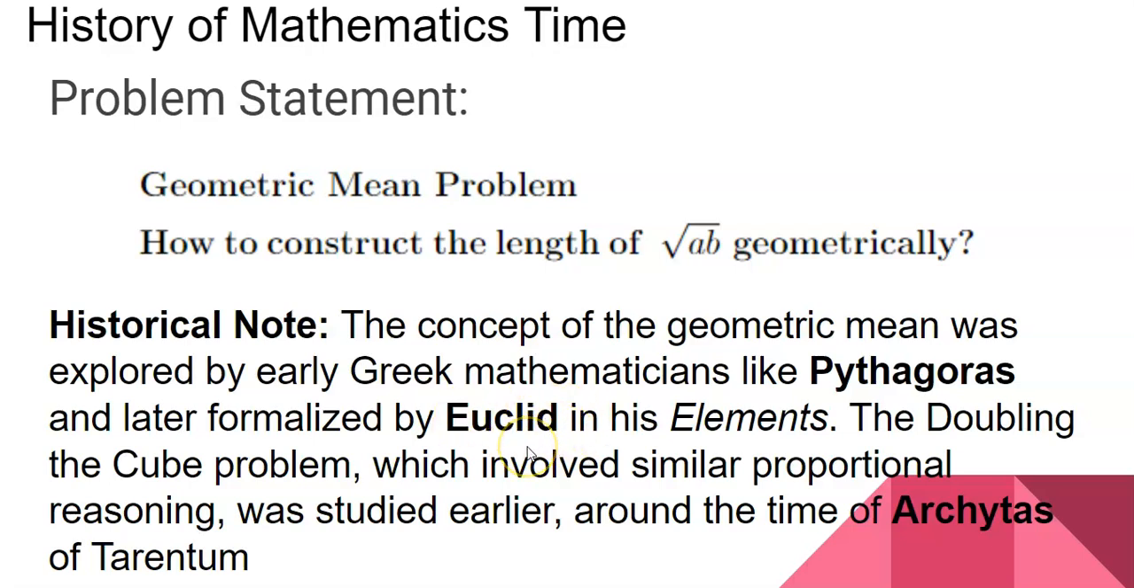Here's a historical note. The concept of geometric mean was explored by early Greek mathematicians like Pythagoras and later formalized by Euclid in his book Elements. The doubling the cube problem, which involved similar proportional reasoning, was studied earlier, around the time of Archytas of Tarentum. Again, at that time, they also had this problem statement: how to construct the length of square root AB geometrically.